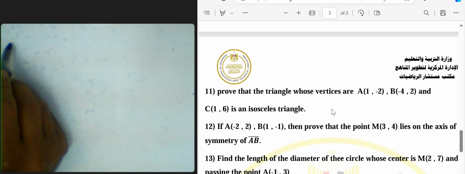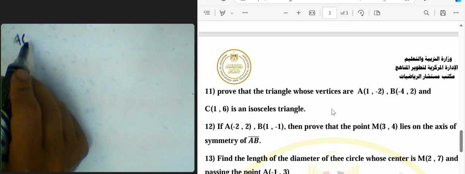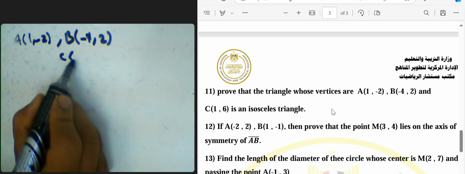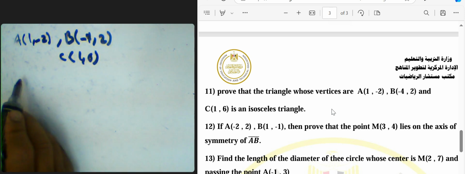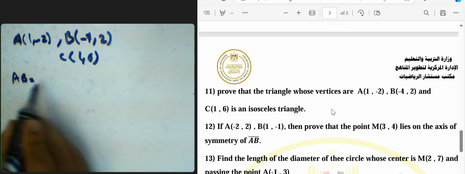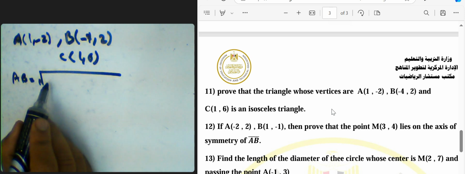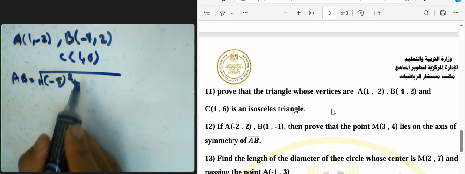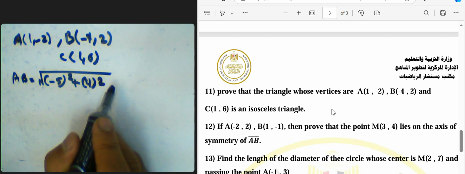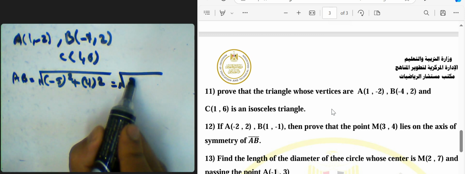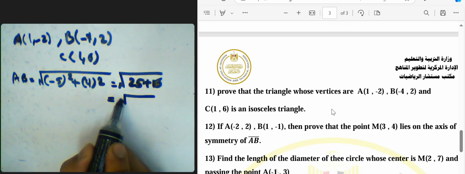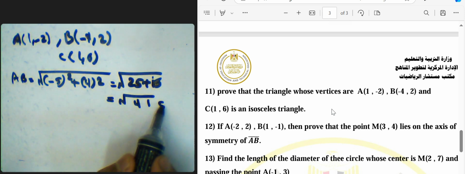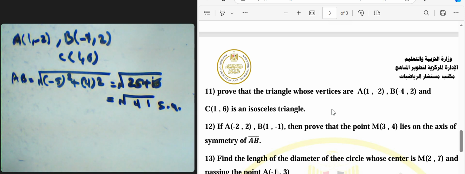So we will write here, we have the point A as 1 and negative 2, and point B negative 4 and 2, and point C 1 and 6. First step, I will find AB: square root of negative 4 minus 1, it will be negative 5 power 2, and 2 minus negative 2, it will be 2 plus 2, 4 power 2. So the result will be square root of 25 plus 16. The result will be 41. Square root of 41. It's AB.